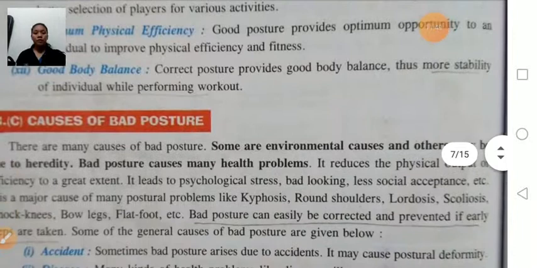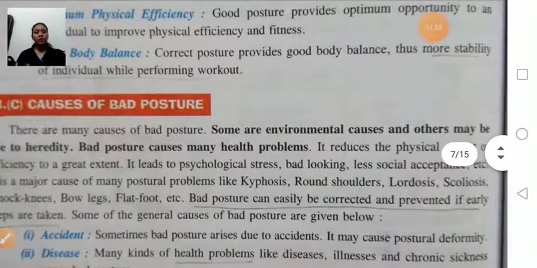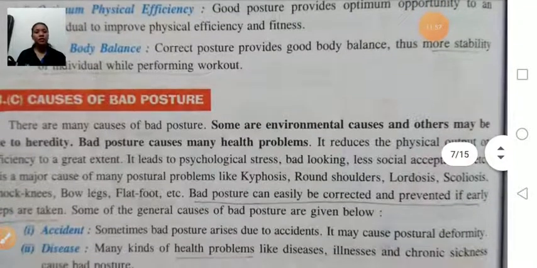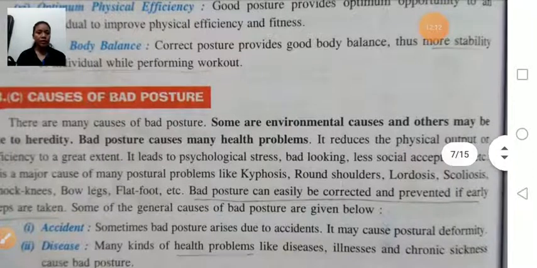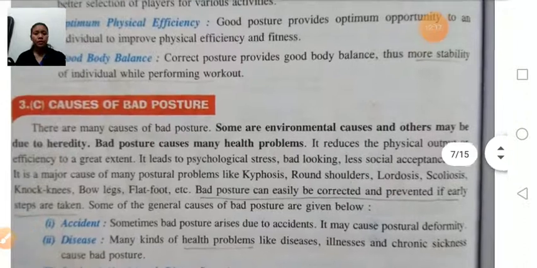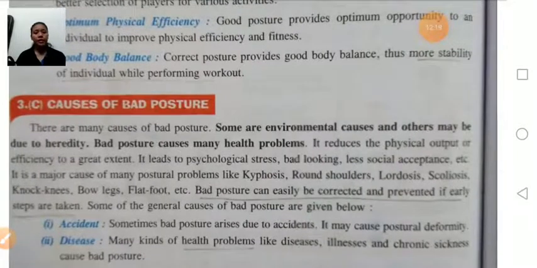Causes of bad posture. What are the causes of bad posture? There are many causes of bad posture. Some are environmental, and others may be due to heredity.